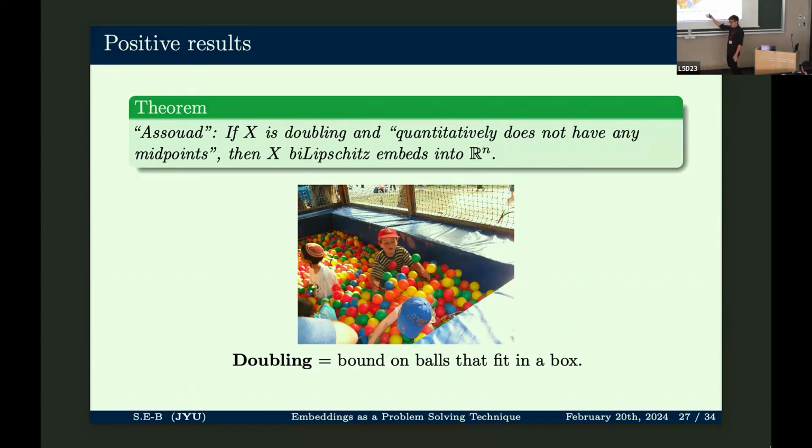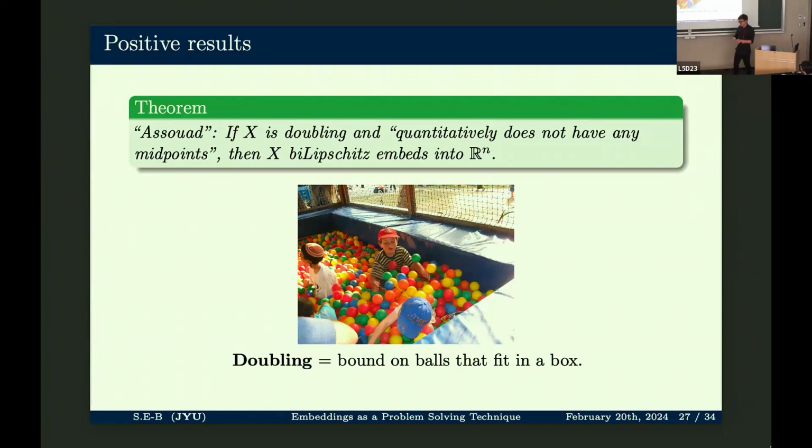Okay, there is another enemy, and that's doubling. And what is doubling? It's the simple question of how many balls can you fit inside a box? And I hate to disappoint you, that's not me in the picture. I don't know who that is. That's just a picture from Wikipedia. It has no relation to me.